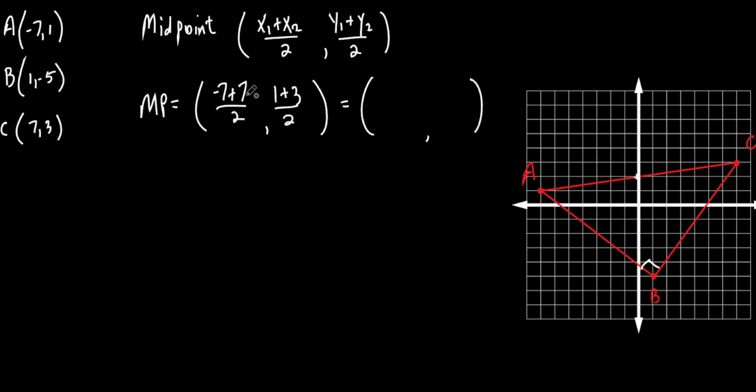Negative 7 plus 7 is 0. 0 over 2 is 0. 1 plus 3 is 4. 4 divided by 2 is 2. So where's the midpoint? It's at 0, 2. All right? I already put a point there from the other thing we did, but let's make it in yellow this time so it pops a little bit. All right, so there's our midpoint right there.